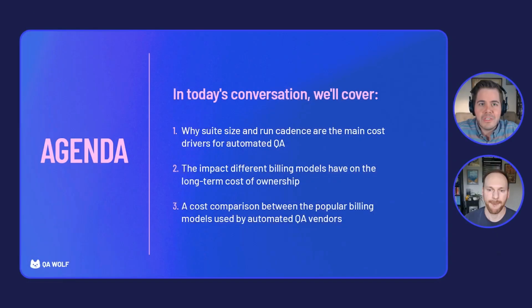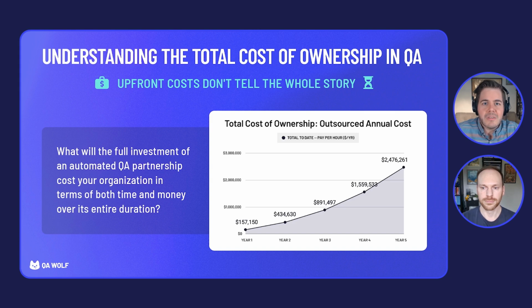All right, Scott, a lot to cover today. Let's give folks a little peek at what we'll be talking about. First up, we're going to be discussing why suite size and run cadence are the main cost drivers in automated QA. We'll then move on to talk about the impact that different billing models have on that long-term total cost of ownership. And then we'll close out the conversation by doing a cost comparison between the popular billing models used by automated QA vendors.